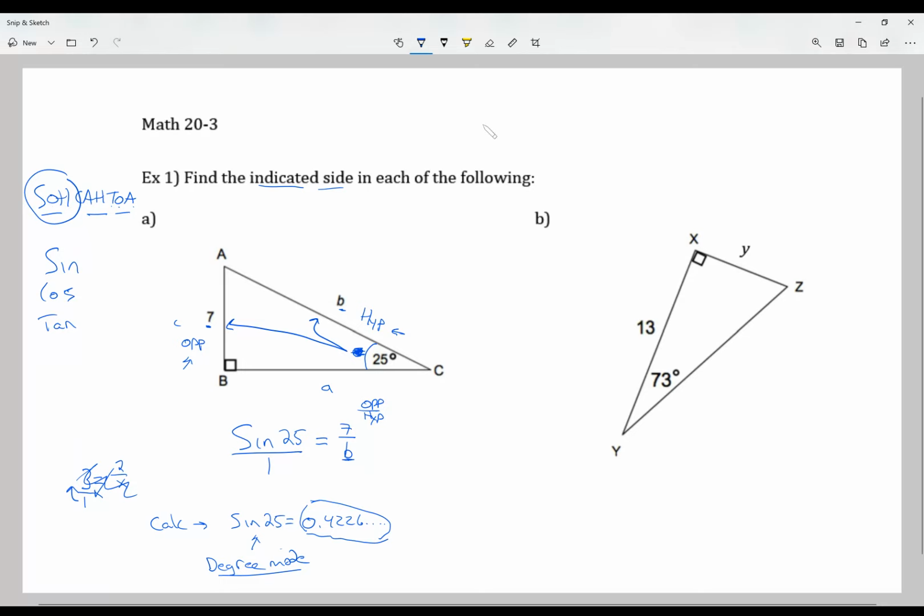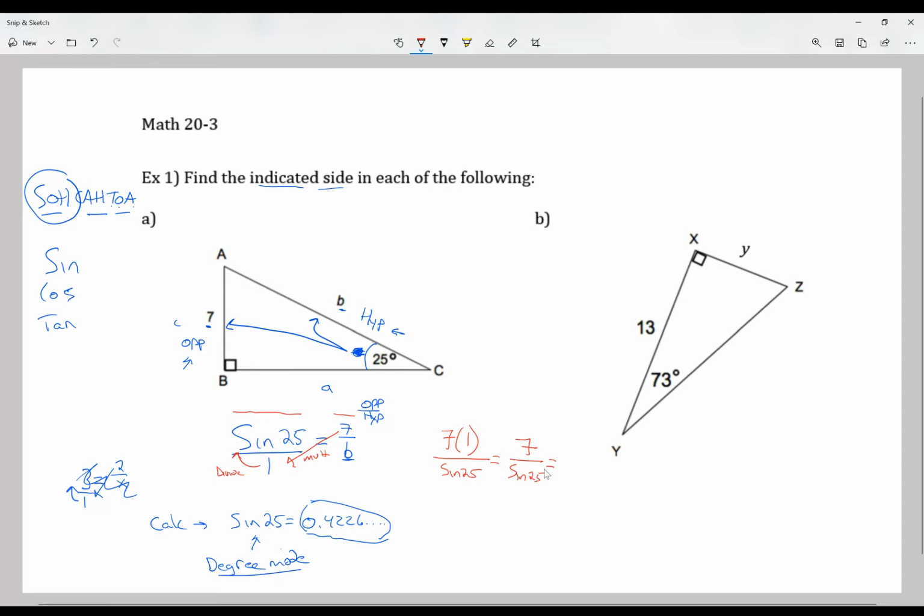And what I can do now, let me just change colors here, is take this side of my equation and this side of my equation, and I can cross multiply and divide. So I'm going to take 7 and multiply by 1, and then divide all of that by the sine of 25. And now you have to be very careful when you punch this into your calculator. Of course, the first step will be 7 times 1, which will be 7. But then you have to divide by the sine of 25.